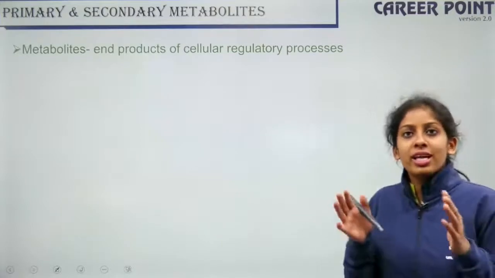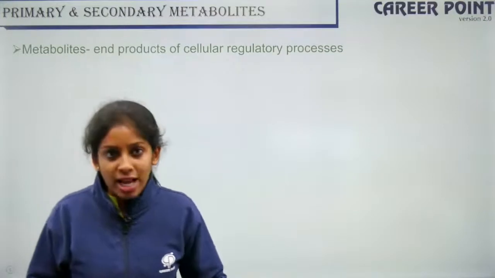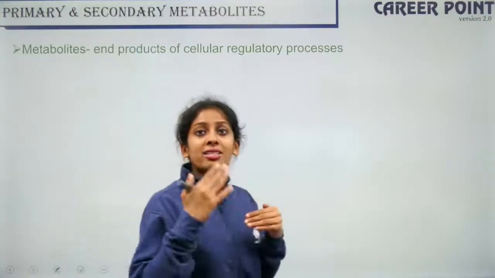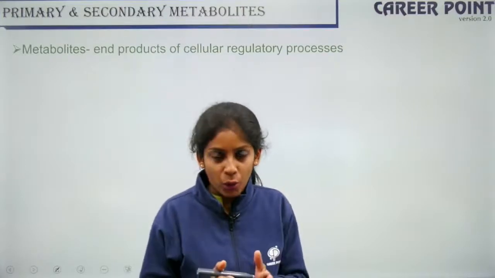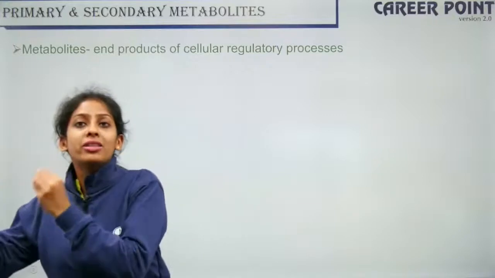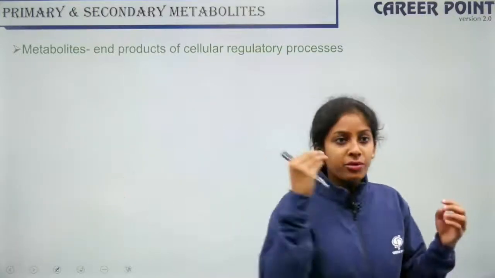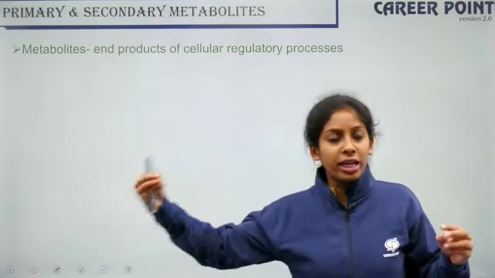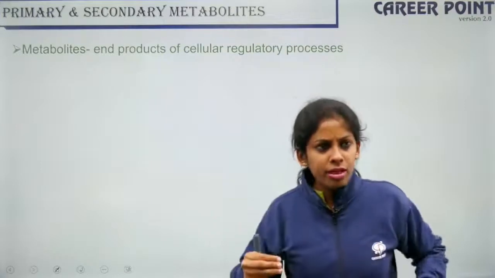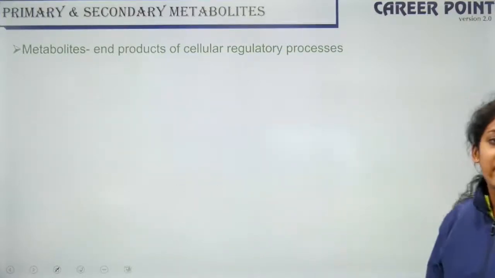The process of breaking down food is metabolism. The end product of metabolism is a metabolite. So the food I eat is broken down into a form that is understandable by the body, that is glucose. Right? Now this glucose will be used to make a lot of other things. Say for example, this glucose will be used to produce energy. This glucose will be used to produce my protein. This glucose will be used to produce my unsaturated fatty acid. Right? So this is how it is. Metabolites are the end products of cellular regulatory processes.